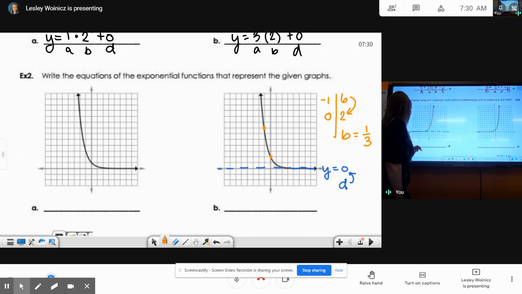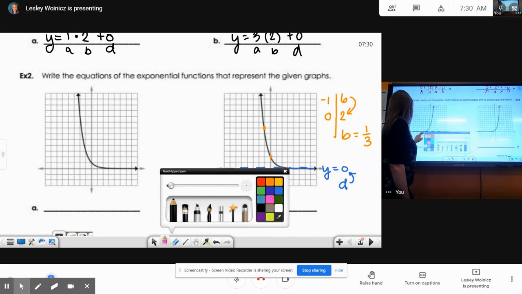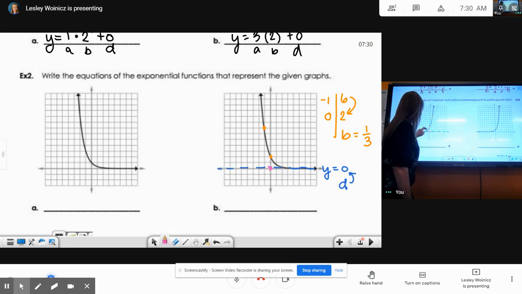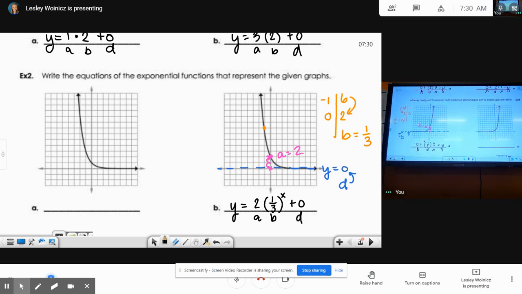Okay. And then last, my a value is how far my y-intercept is away from my fake origin, whether or not it's on my real origin. So it's 1, 2. So my a is 2. So that'll be y equals 2 times 1/3 to the x plus 0. Here's my a, my b, and my d. Easy enough, right?